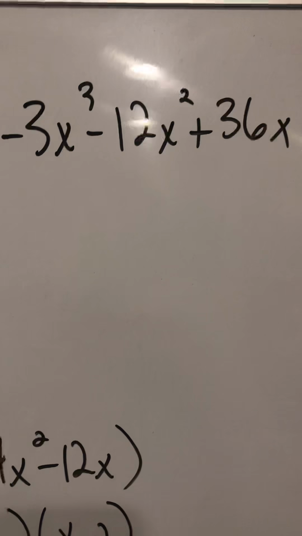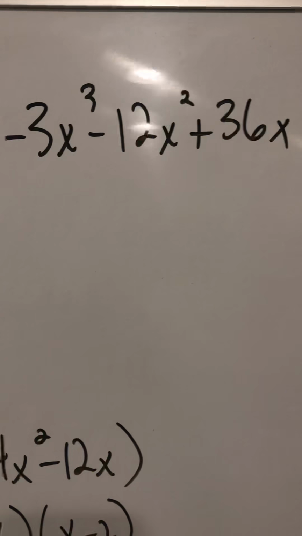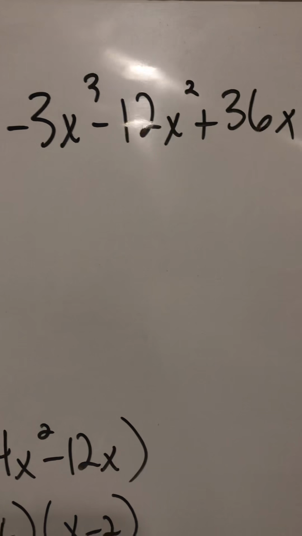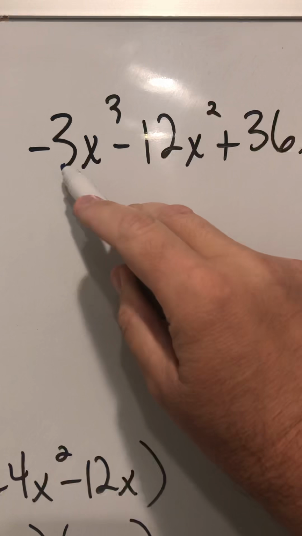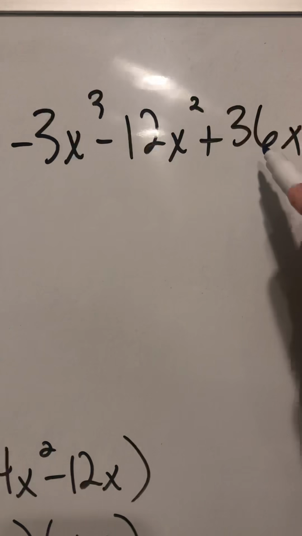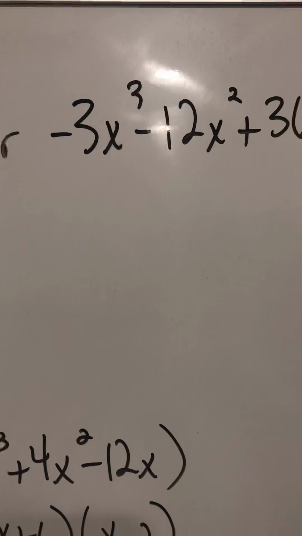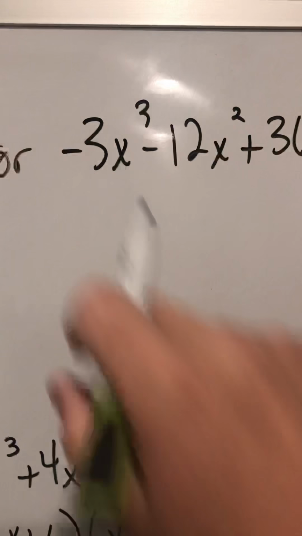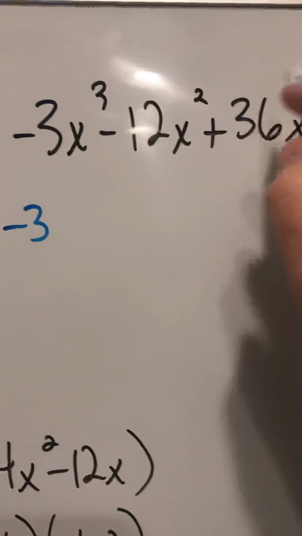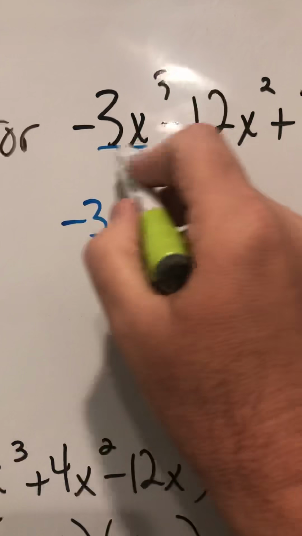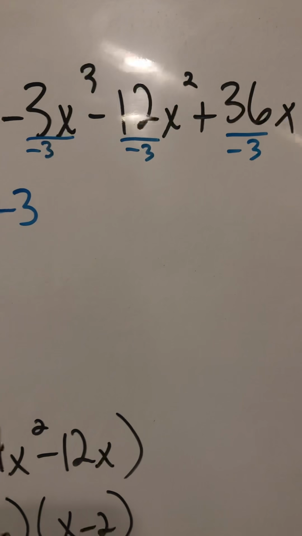So the first thing we're going to do is look for the greatest common factor of all three terms. If you remember from last week, we did greatest common factor and least common multiple. So we want to see what number can go into -3, -12, and 36. We always want the lead coefficient to be positive, so we have to get rid of this negative. I notice that -3 goes into all three of those, so you're factoring out a -3, dividing all of those by -3.